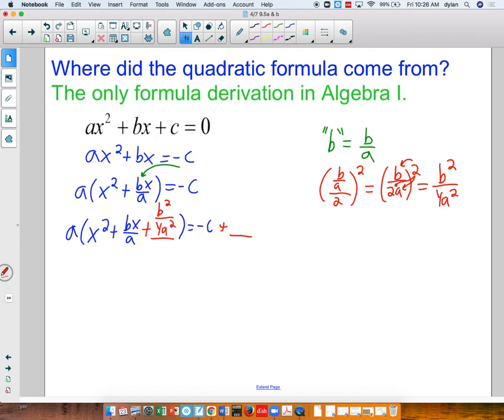Now on the right side, we have to remember to multiply it by a. So we can think about this as ab squared over 4a squared.